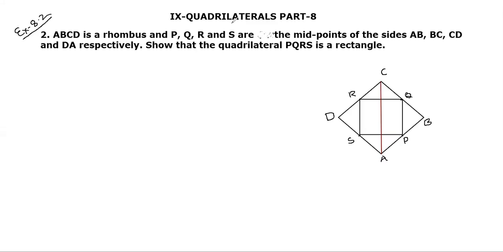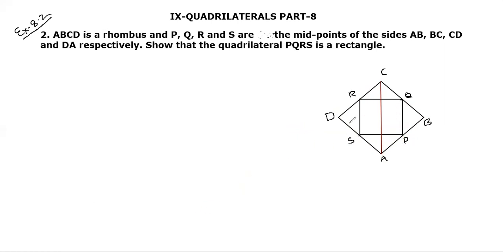Okay, so today we will do part 9 of quadrilaterals. We were doing exercise 8.2, now exercise 8.2, question number 1. ABCD is a rhombus. And P, Q, R, S are the midpoints. So P is a midpoint, Q is a midpoint, R is a midpoint.